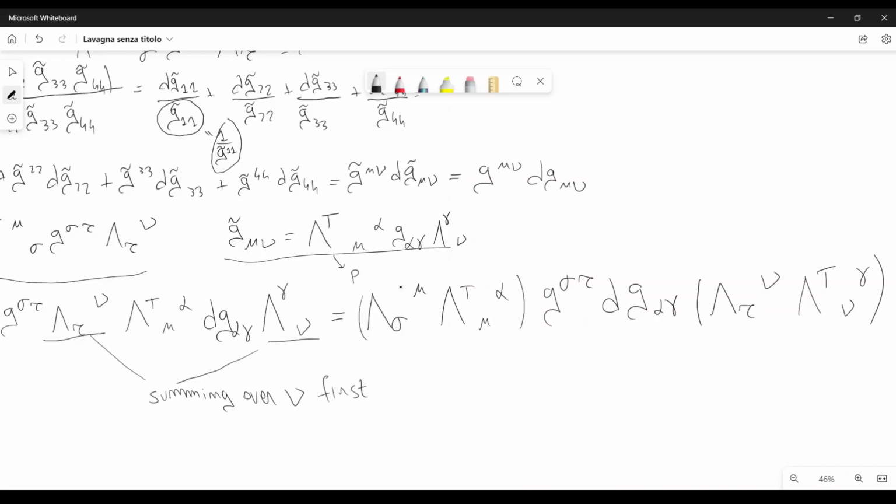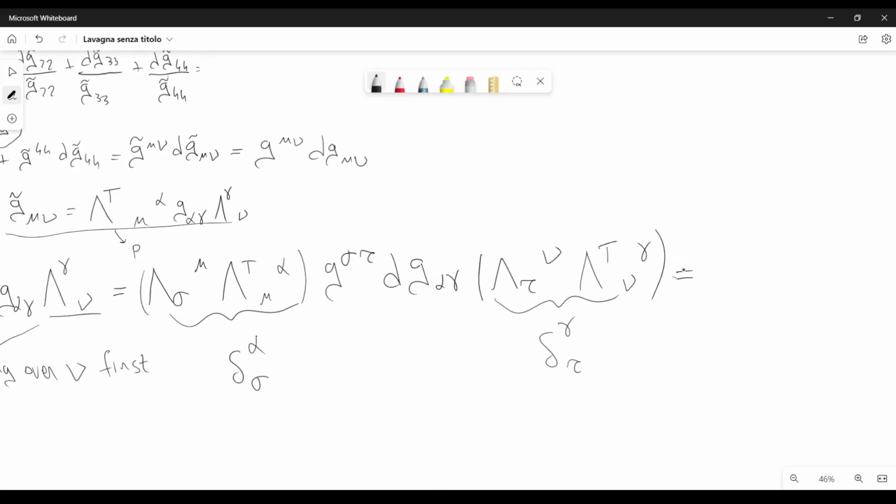But now, since Λ is an orthogonal matrix, this product will give me δ_{ασ}, the Kronecker delta, which is the identity matrix, whereas this one will give me δ_{γτ}, and therefore now I can write this as, if I multiply g_{στ} by δ_{ασ}, so I'm summing over σ, that will be g_{ατ}, and here I have the differential of g_{αγ}, and here I have the Kronecker delta δ_{γτ}, and therefore here I have g^{ατ} with upper indices.